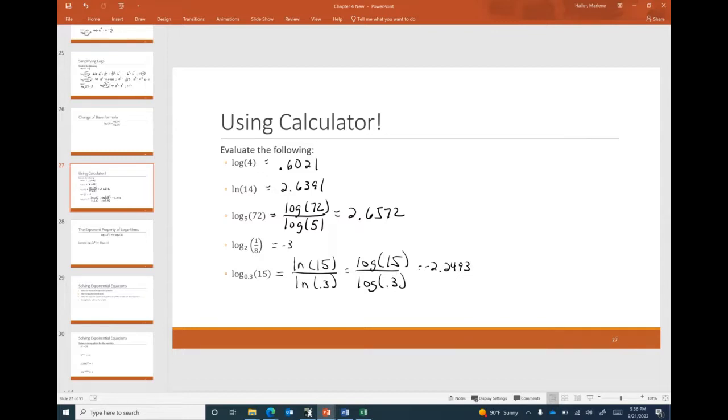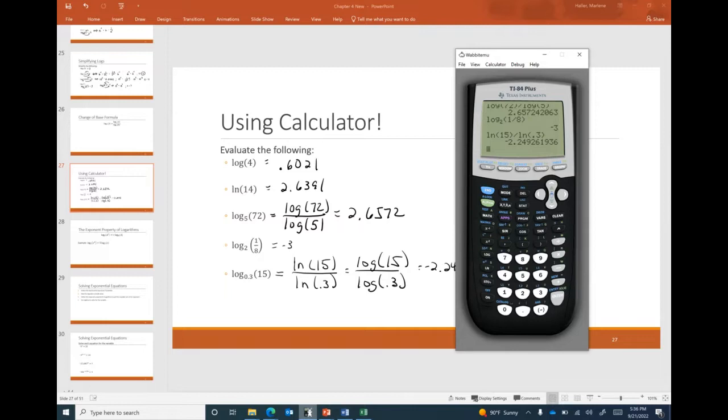All right. Just to prove that common log gives us the same value, let's do it and see. Common log of 15 divided by common log of 0.3. Same exact value, negative 2.249, and so on.